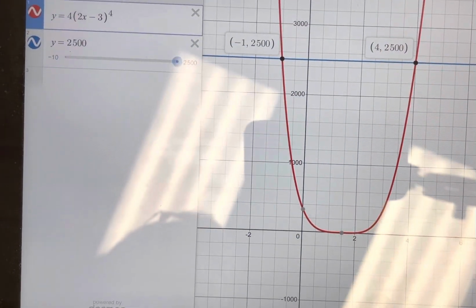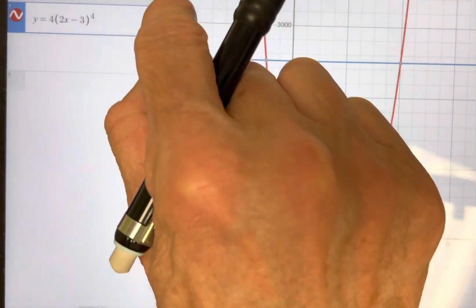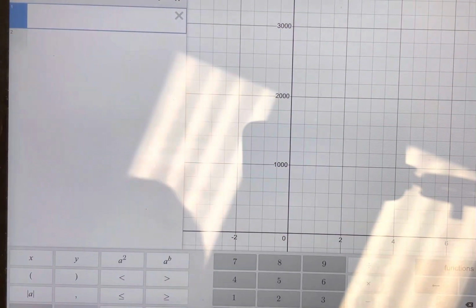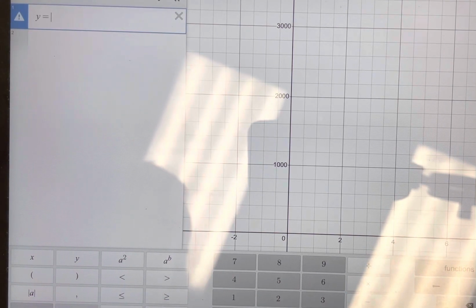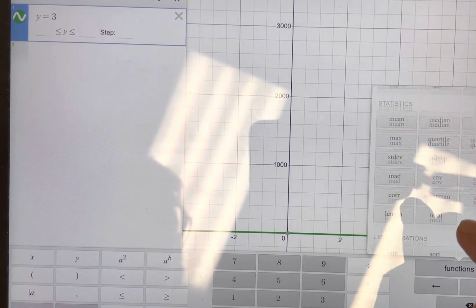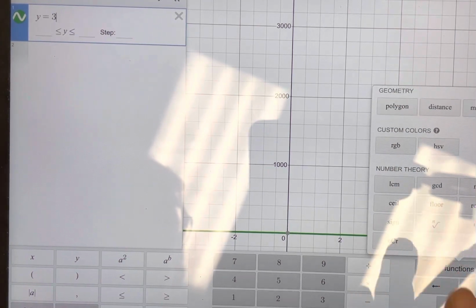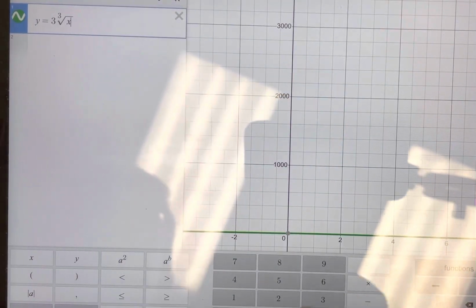Okay, let's go back to Desmos. Back to our graph. Let's delete these two. And let's see if I can do this without forgetting any numbers. The left side is y equals 3 times, it's a cube root, so I have to go under functions and find my variable root button. It's this one right here. And I'll put a 3 in the index right there. And then I have the x underneath. And that's the left side.